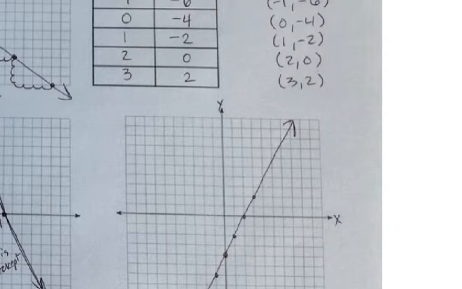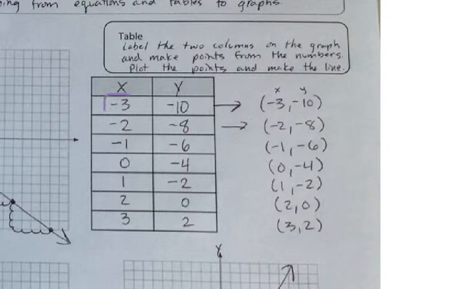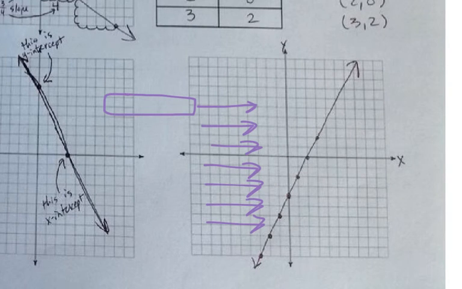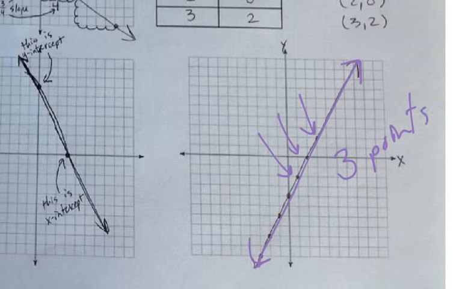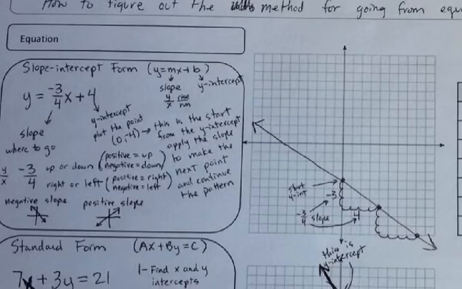But typically we see x and y, and x is usually horizontal, y is usually vertical. You could change that. Then those points, the x value and the y value with each other, make a point. They make that ordered pair. So you just transfer all of these over into ordered pairs, then you plot them. Plot all those points. Once you've plotted those points, you connect the dots and draw the line. Typically you need at least 3 points to draw the line. But that's all there is to going from a table to a graph, so it's fairly easy to do that one. Now let's talk about going from an equation to a graph.